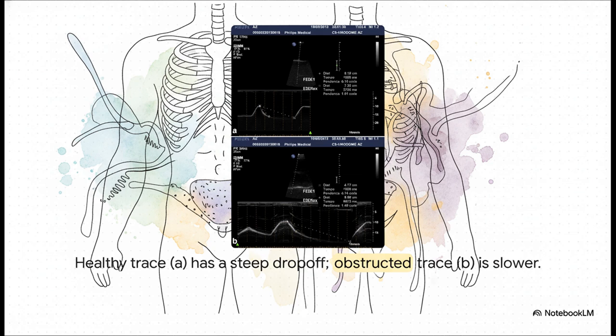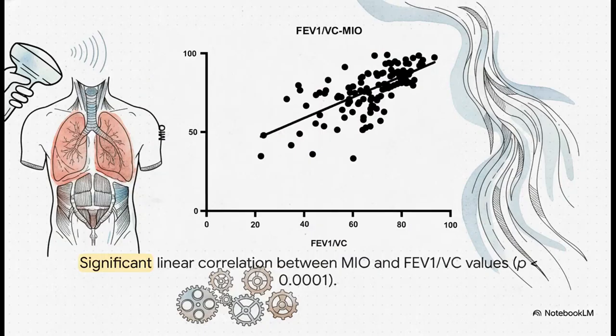Now look at the right. That's a patient with COPD. The slope is so much flatter, the movement is slower, more labored, and the MIO is way down. You can literally see the obstruction's effect on the diaphragm. It's incredible. And the validation didn't stop there.